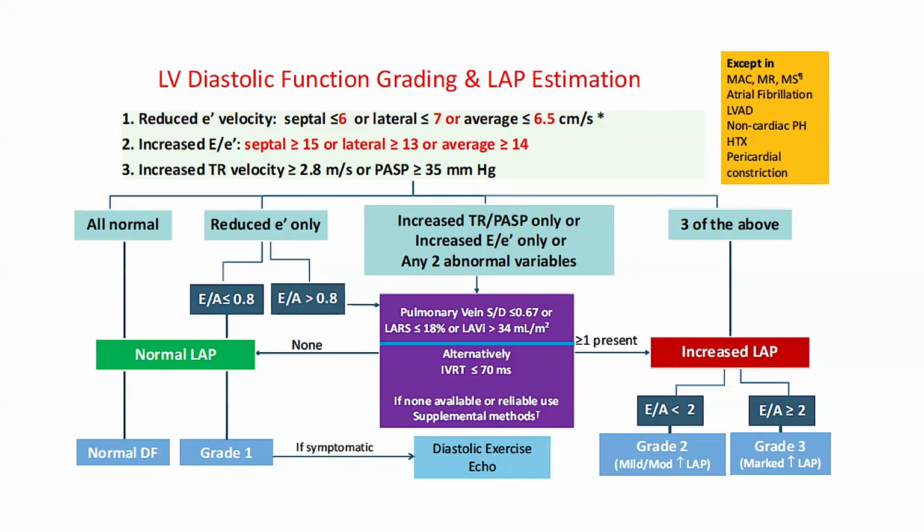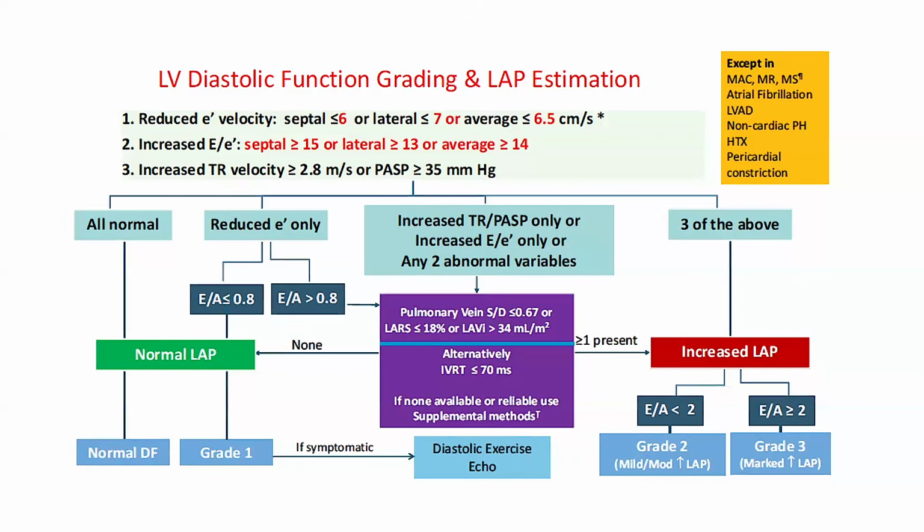If your E over A ratio is less than 0.8, then it's very, very easy, right? Because we know in this situation that your E prime is low and your A is relatively high. The only situation where this will happen is when your left atrial pressure is normal. Because if your left atrial pressure is high, as we remember, that high left atrial pressure will normalize your E wave and cause your A wave to become smaller. And so if your E to A is less than or equal to 0.8, we can say it's normal left atrial pressure and we have grade 1 dysfunction.